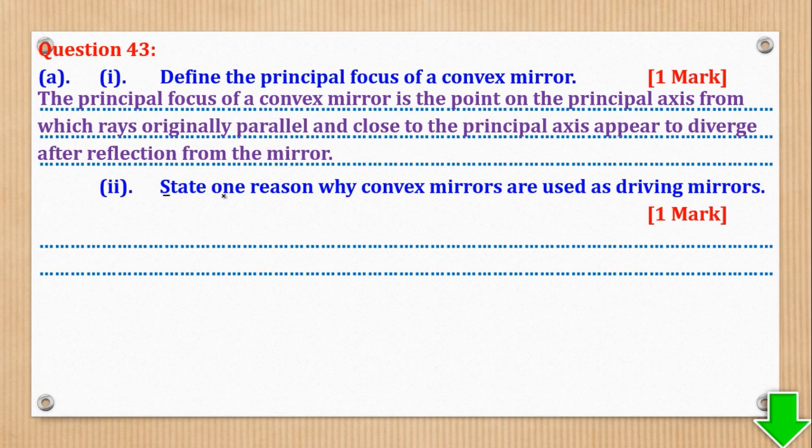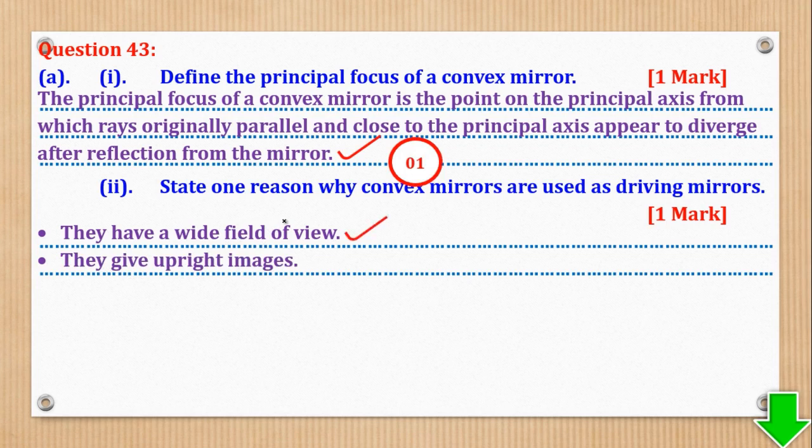Then Roman 2, state one reason why convex mirrors are used as driving mirrors. So one could say they have a wide field of view, and one could say they give upright images. And that's how marks will be awarded.